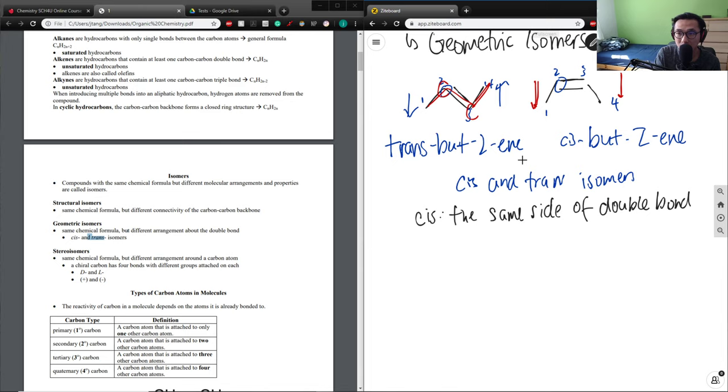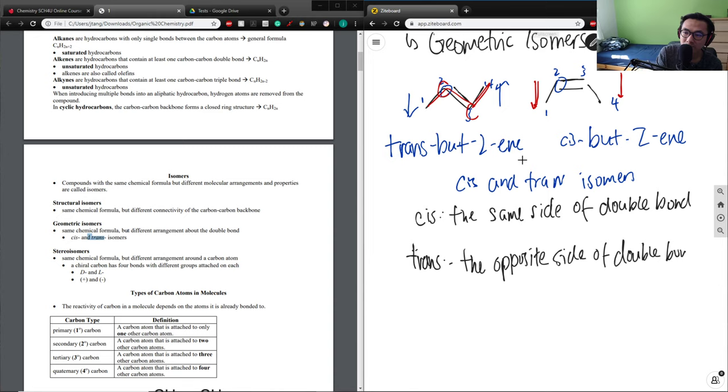Whereas here is a trans isomer, it is the opposite side of the double bond. So this is the opposite side. Again, one's on the top here, carbon four is at the top, and one's at the bottom. So this is a trans isomer. So this is the concept of cis and trans. They're both geometric isomers here.